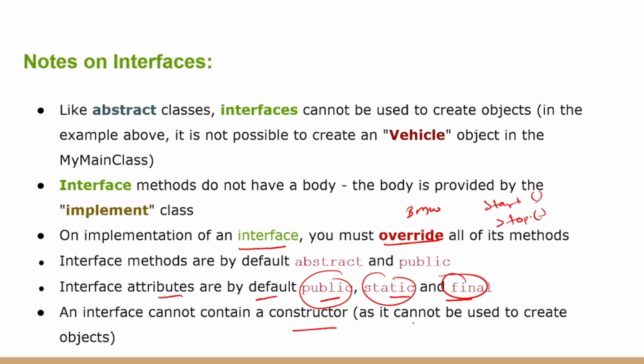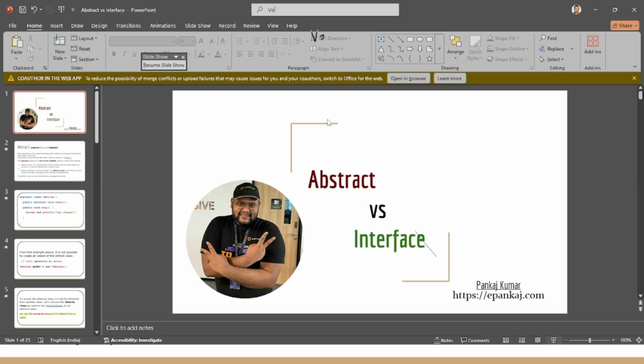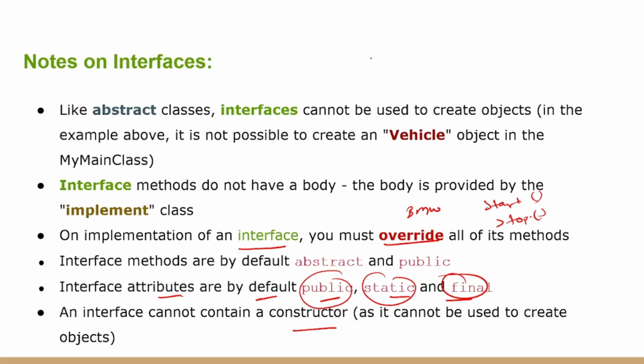Generally why do we use a constructor? Suppose I have a vehicle interface. We already know that if it is an interface, we cannot create the object. If there is a constructor, suppose there is a public Vehicle taking some argument and you are returning something.